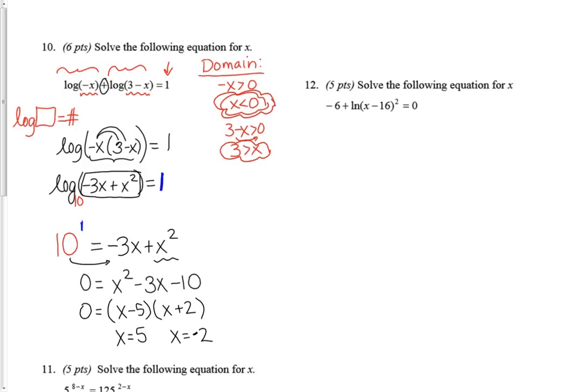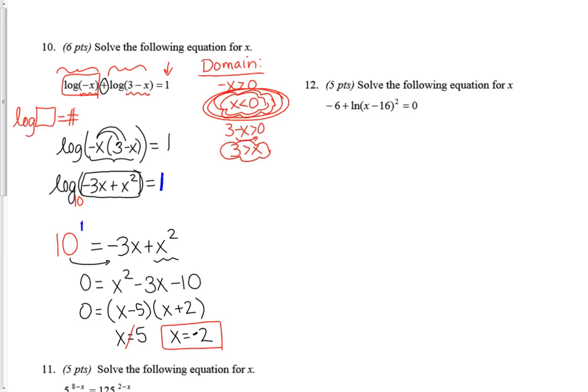Remember, in a log, I have to go back and check, could I plug each of these into the original problem? I know my domain was that I can only have negatives. So this x equals 5 is going to be crossed out. You could tell if you plugged back into the original problem right here, if you plug in a 5, you're taking the log of negative 5, which does not work.